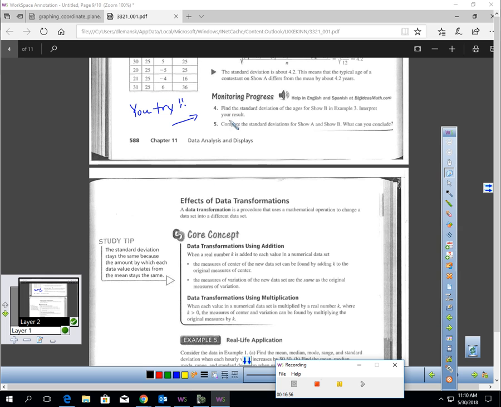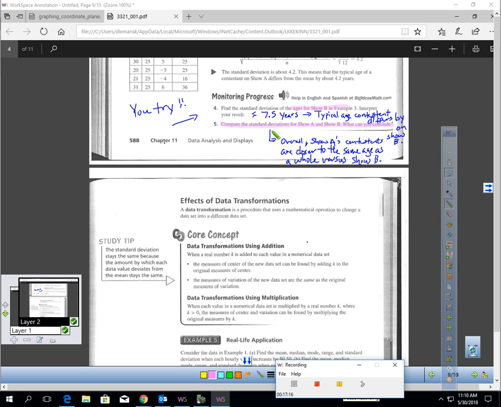What I would like you to do is I want you now to find the standard deviation of show B, okay? You can use your calculator to do that, and then I want you to compare the standard deviations for show A and B. What can you conclude? Use your calculator, pause the video, and do that.